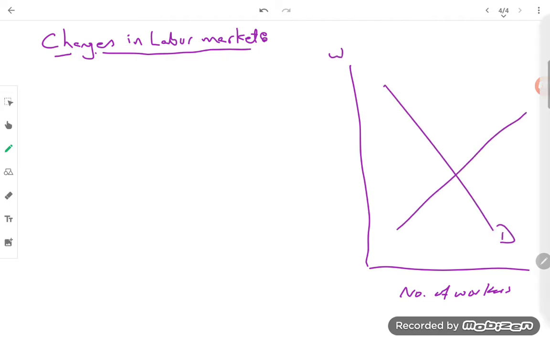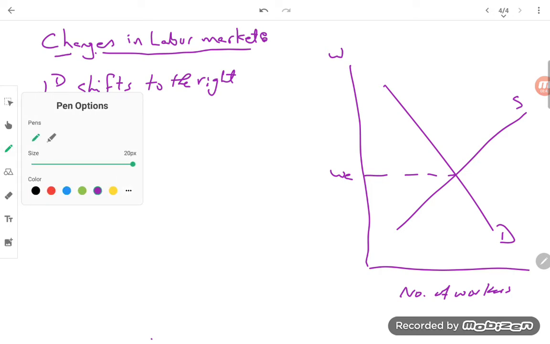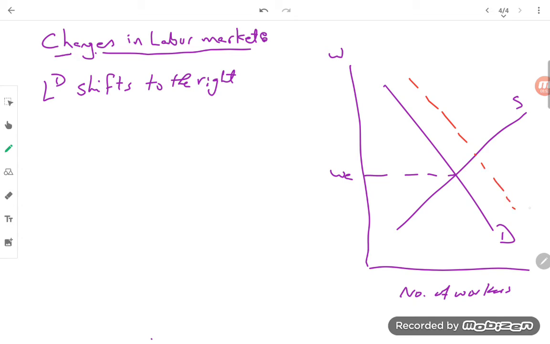This is the initial situation. And now let's assume that there is a shift in the demand for labor to the right. What's going to happen to the equilibrium wage rate? As demand for labor increases, the demand curve will shift to the right. So we have a new intersection point at a higher wage rate.